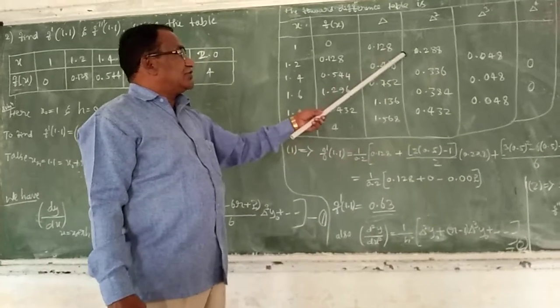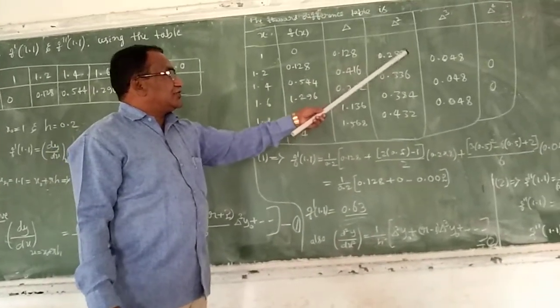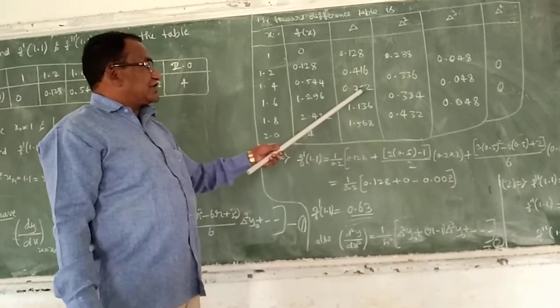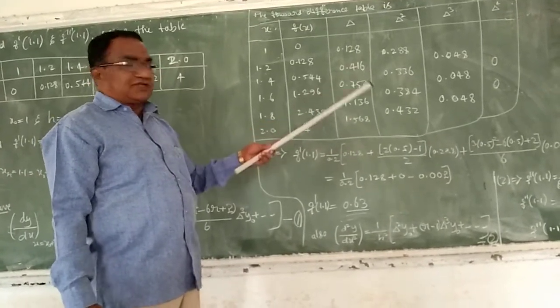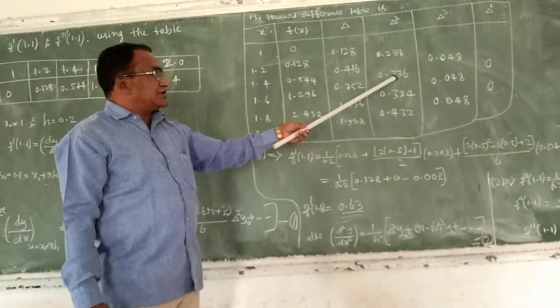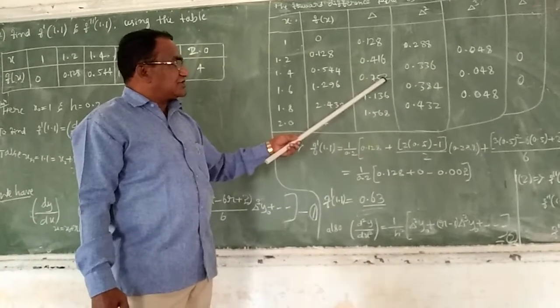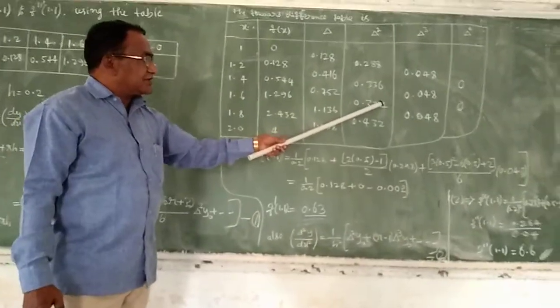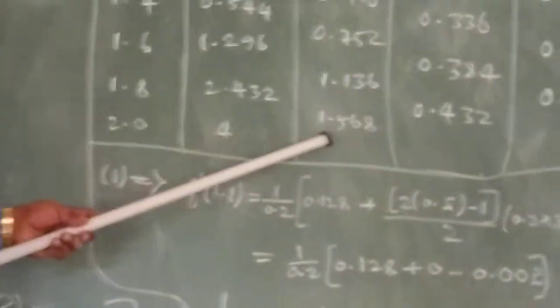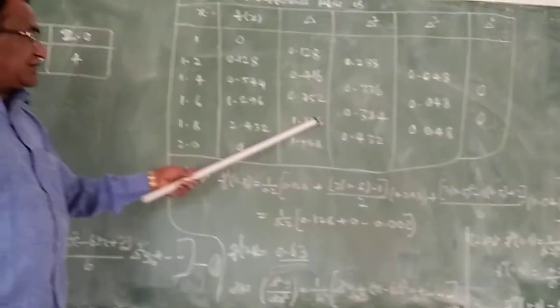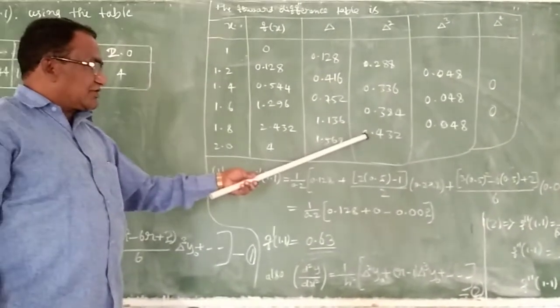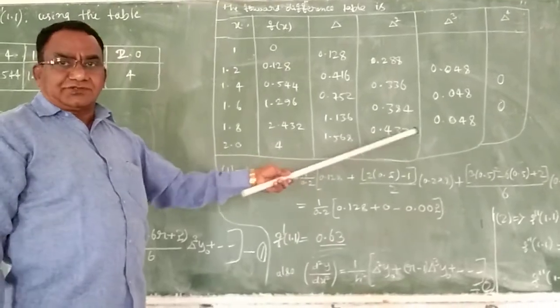0.416 minus 0.128. It is 0.288. 0.752 minus 0.416. It is 0.336. 1.136 minus 0.752 is 0.384. 1.568 minus 1.136, which is equal to 0.432.